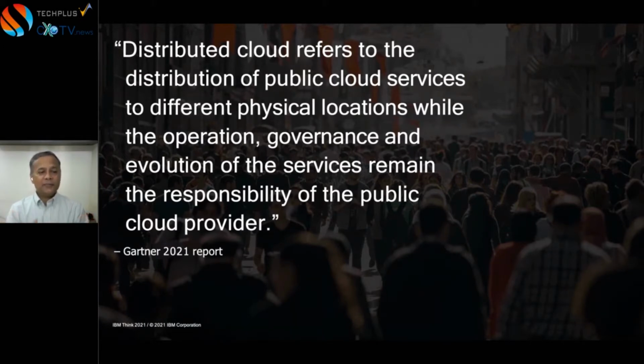So I like this where Gartner in 2021 report talked about distributed cloud. I can just read it verbatim. Distributed cloud refers to the distribution of public cloud services to different physical locations, while the operation, governance, and evolution of the services remain the responsibility of the public cloud providers. So, it's very interesting. This concept is evolving very fast, and many customers and many architects are quickly adopting this.